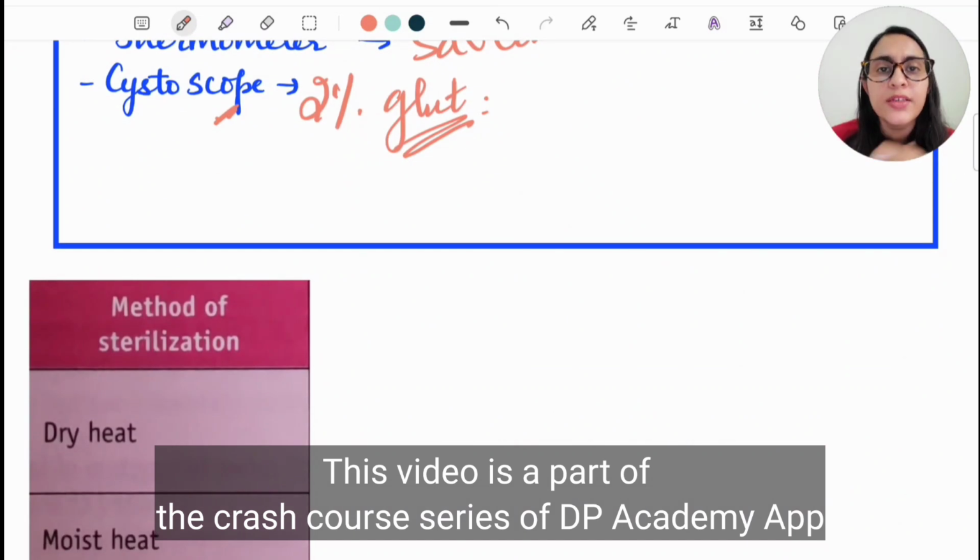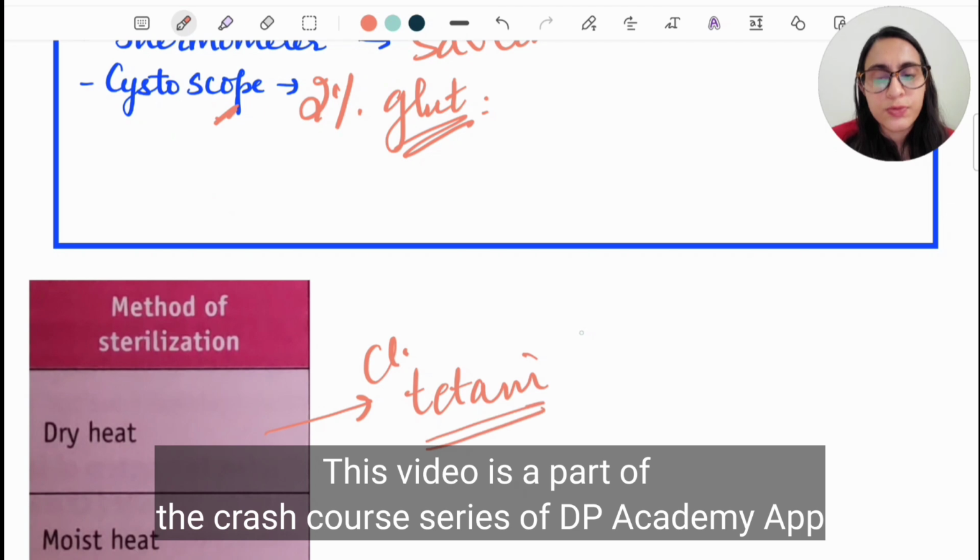Now, how do we check the sterility? What is the test organism for dry heat? For dry heat, we use the non-toxigenic strains. Remember, non-toxigenic strains of tetanus, so Clostridium tetani. We use spores for everything. So spores of non-toxigenic, which is not going to cause tetanus.